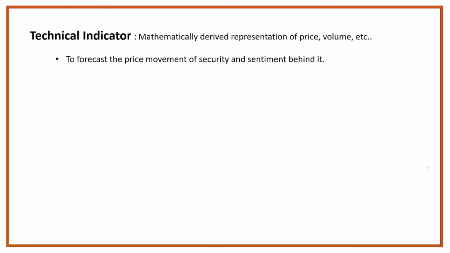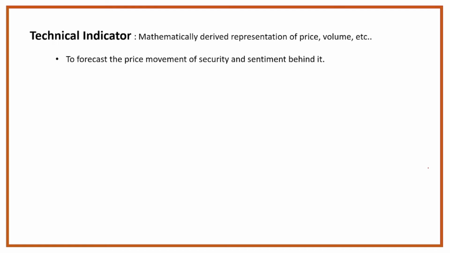Okay, if I want to define in simple words what a technical indicator actually is, it is just a mathematically derived representation of price, volume, etc. As I said, each technical indicator has its own formula, which takes price data or volume data as input, and then it generates the signal. So when we discuss each indicator separately, you will be able to understand very clearly how it works and how you can use it.